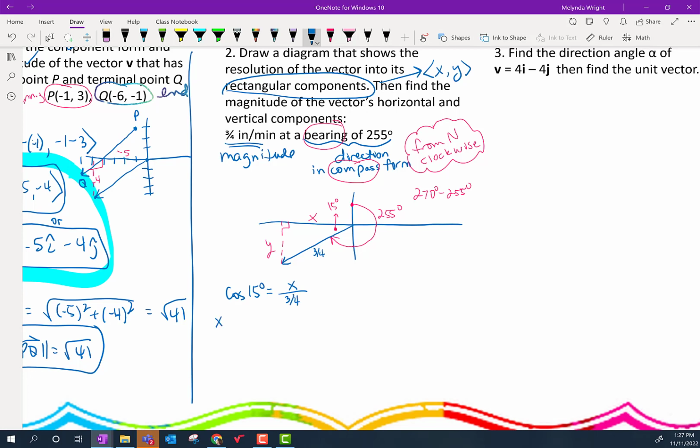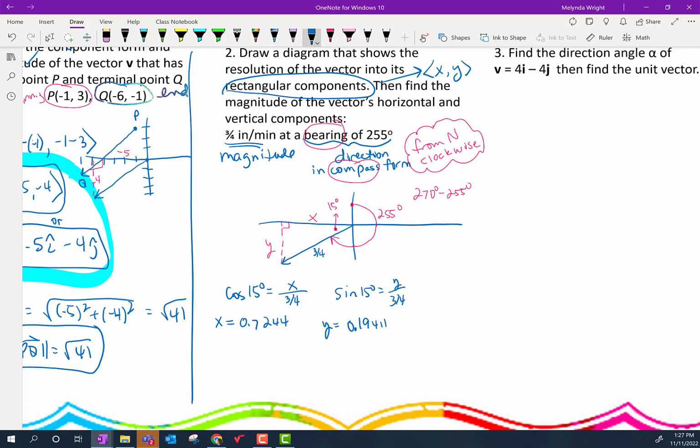So I use my calculator, and I get that my x component is 0.7244. So I'm going to hold on that for a second. Now I'm going to find the y component. So I need opposite, and I have hypotenuse, so that should scream sine to us, right? Sine of 15 degrees equals opposite, which is y, over hypotenuse, which is 3/4. So y is going to be 0.19411.